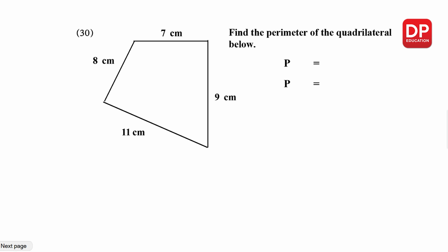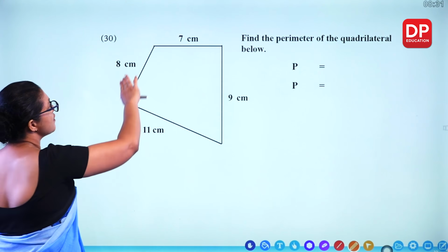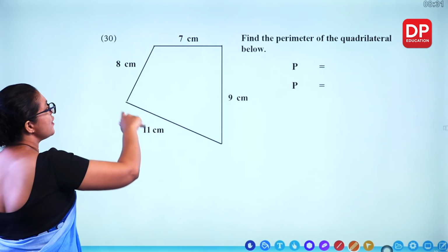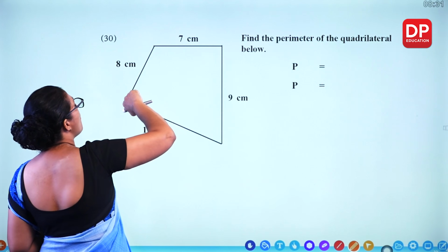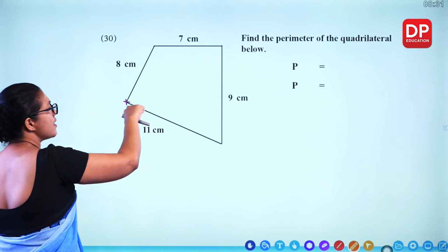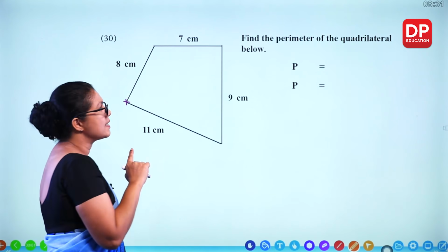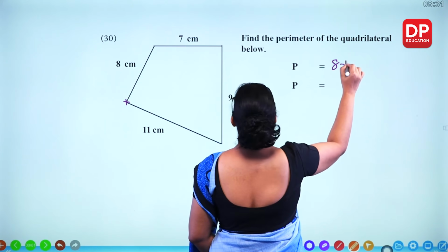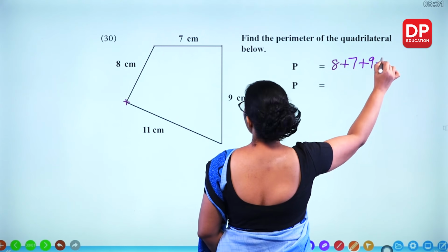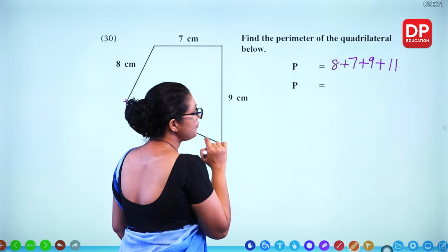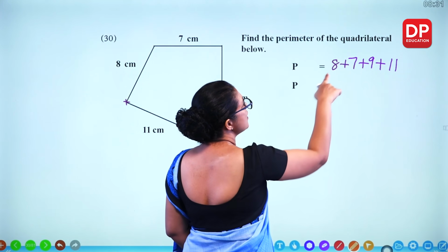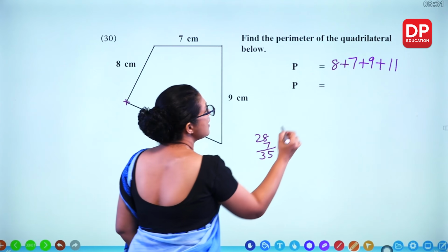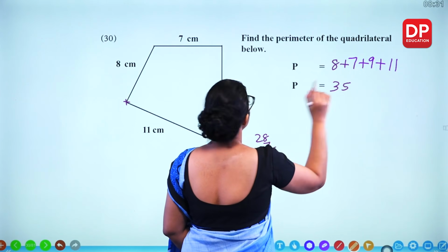Find the perimeter of the quadrilateral below. This is quadrilateral, means four-sided plane figure. So, how do you find out the perimeter? When you start from one point, you can go around and take the total distance. That's called the perimeter. So, we can find out just adding all these numbers. 8 plus 7 plus 9 plus 11. 11 plus 9, 20. 28 plus 7. You get 35 centimeters.